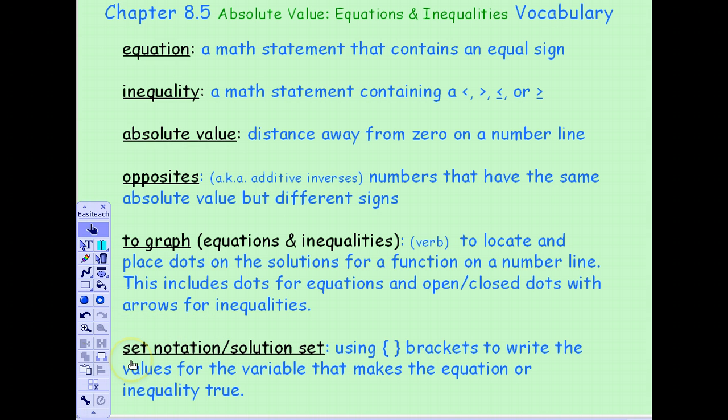Set notation, or sometimes referred to as the solution set, that's just that. It's the set using these brackets to show a group where you put the solution or where you write your answers. We use these when we have more than one answer for a variable. So maybe n equals 2 numbers. So we would put both of those numbers inside of this bracket and we'd separate those by commas.